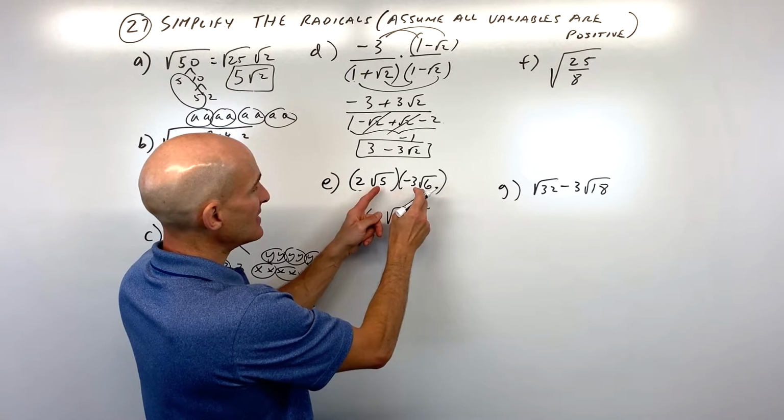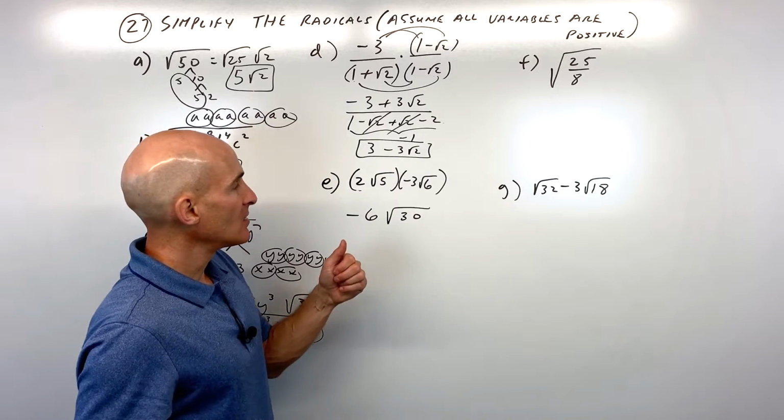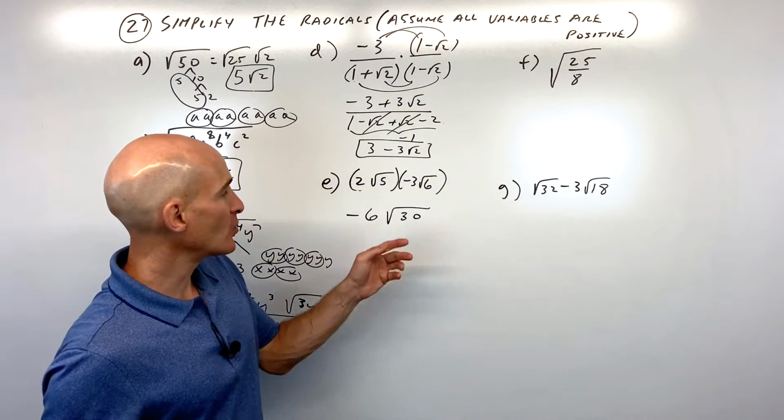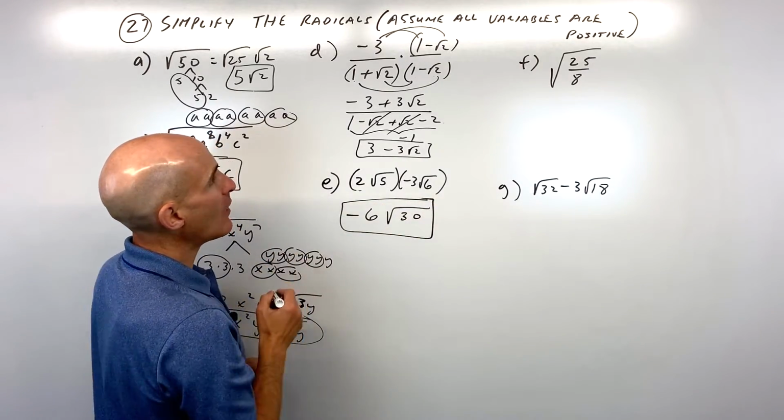And I'm going to multiply what's on the inside. 5 times 6, which is 30. 30 is just 2 times 3 times 5. So we don't have a group of 2 that we can factor out as a perfect square. So this is as far as we can go with that one.